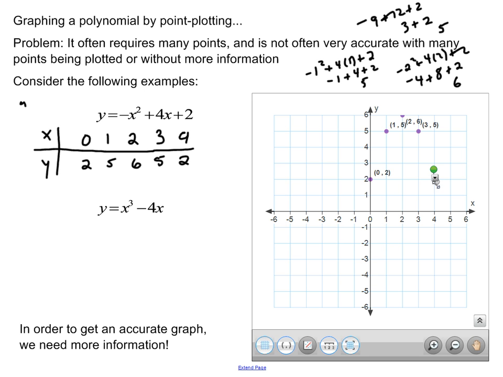Let's see if I can do this too. Nope. Let's see if this will work. There we go. If I plot 4, 2, there it is. Well, what does that look like?